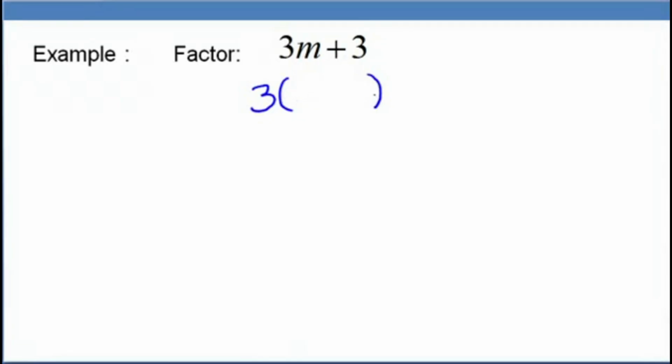So inside we have to have 2 terms. For the first term you have the 3, you're missing the m. For the second term you already have the 3 on the outside. What number could you multiply by to get back to 3? It would be a 1. So you have to put the 1 in here. Let's check it. By distributing, 3 times m is 3m, and 3 times 1 is 3.